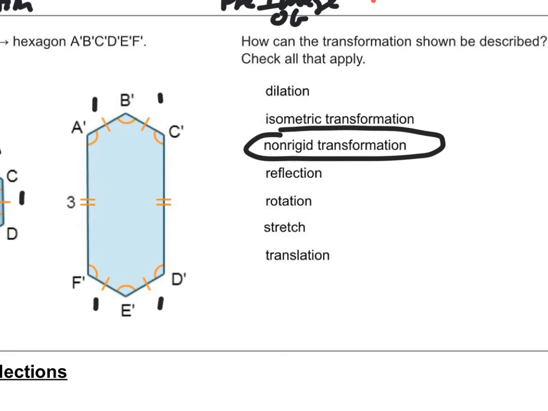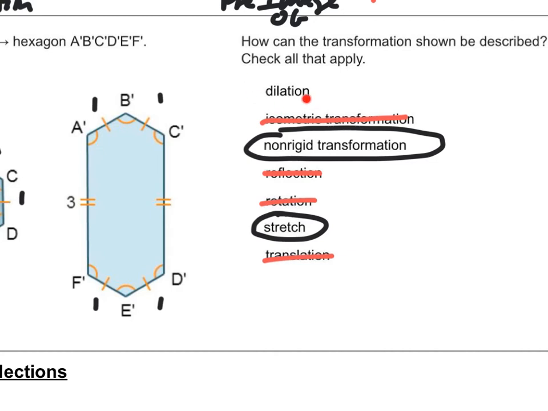And that it's a stretch. So if it's a non-rigid transformation, I can get rid of the fact that it's a reflection, a rotation, or a translation. And it's not isometric. Isometric means that it stays the same. So it's a non-rigid transformation.